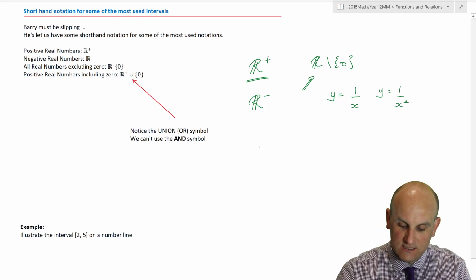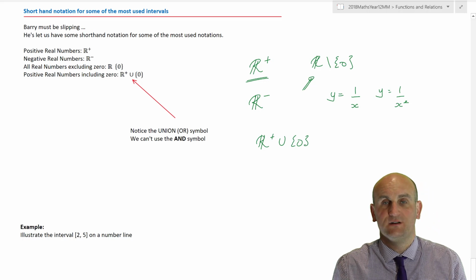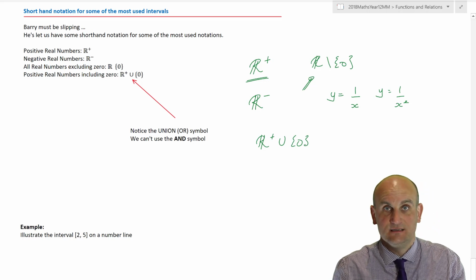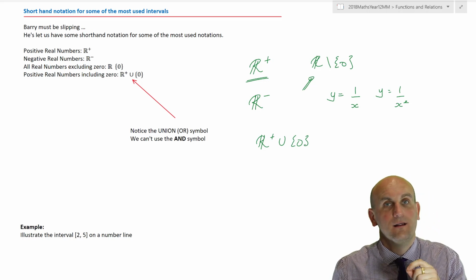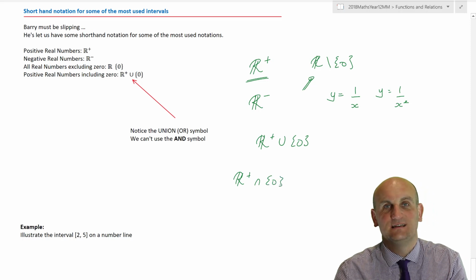The last one here is this one, and it's the one that lots of people get wrong. Now imagine I want all the positive real numbers and 0. Now, the way I've said that actually throws people, because a lot of people go, oh, real numbers and 0. Now, that doesn't make any sense.